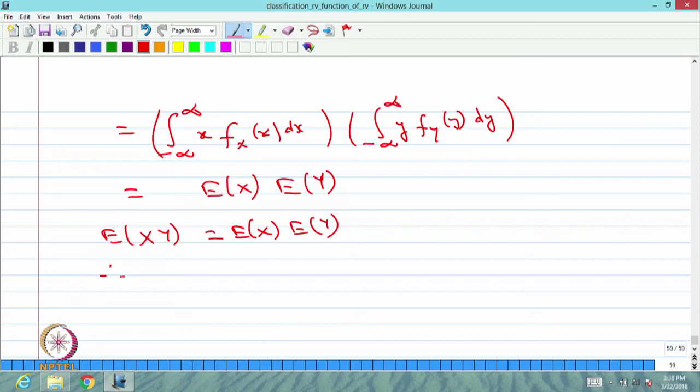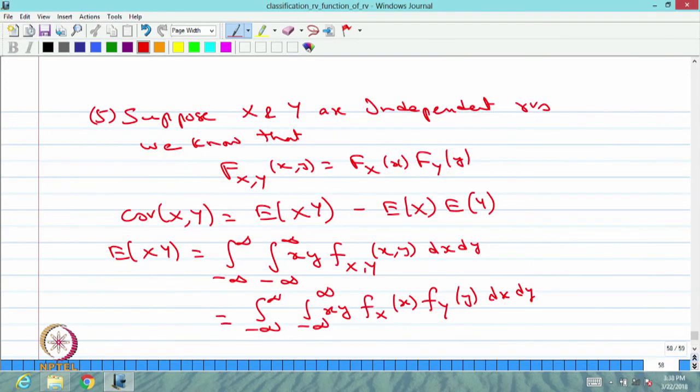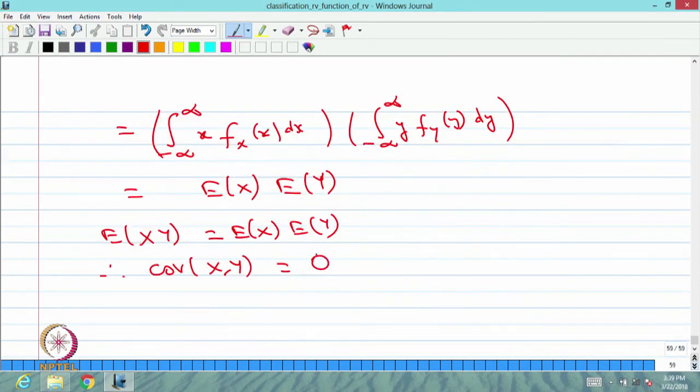Therefore, if two random variables are independent, then the covariance between the random variables x and y is the same as expectation of xy minus expectation of x into expectation of y. But we just got the result that the expectation of xy is the same as the expectation of x into the expectation of y. Therefore, the covariance becomes 0. This is the fifth result. That means if two random variables are independent, the covariance is going to be 0.